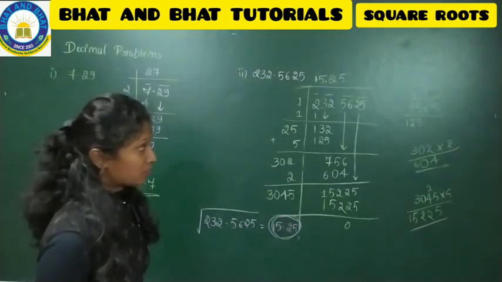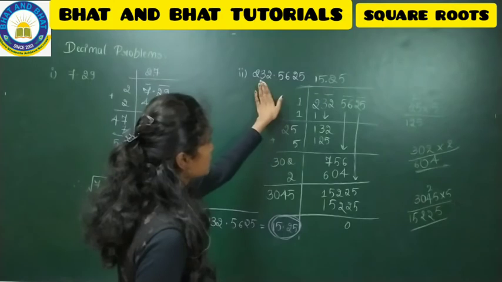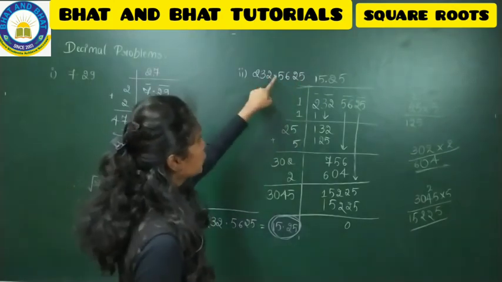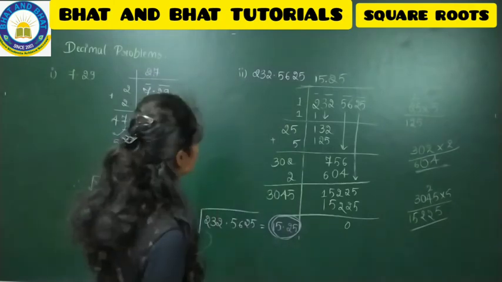Okay. Again I'll explain to you. Listen. The number is 232.5625. First, you are going to pair the numbers. So the number is what?